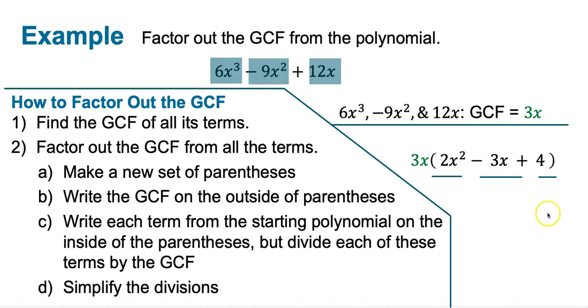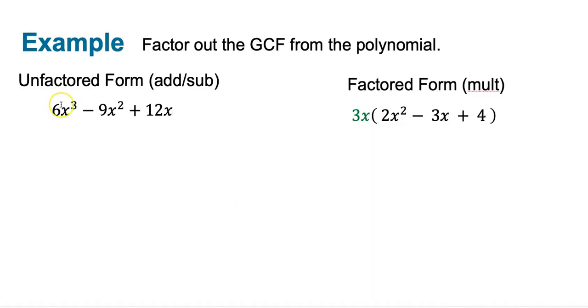We've factored out the GCF. Thus, we've written this polynomial into its factored form. So the polynomial in unfactored form is here, the polynomial in factored form is here. Remember, factored form means it's written as the product of two expressions, this expression and this expression. Unfactored means it's written as the addition or subtraction of multiple terms. In this case, it's this term minus this term plus this term.